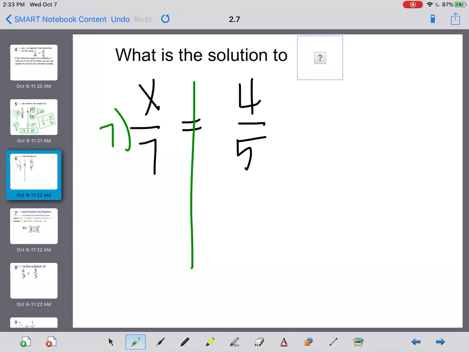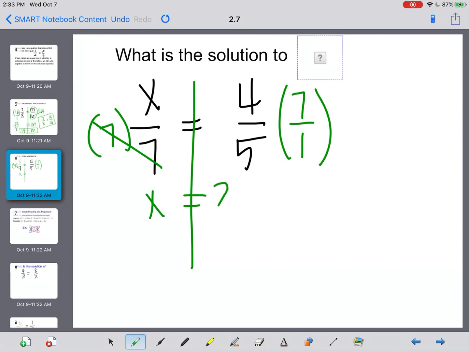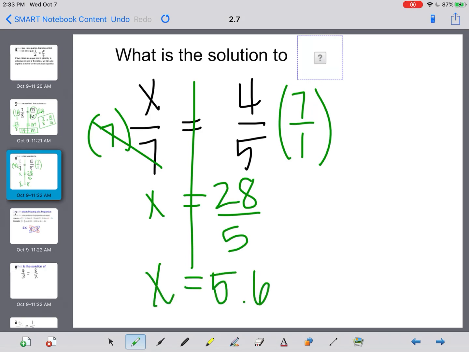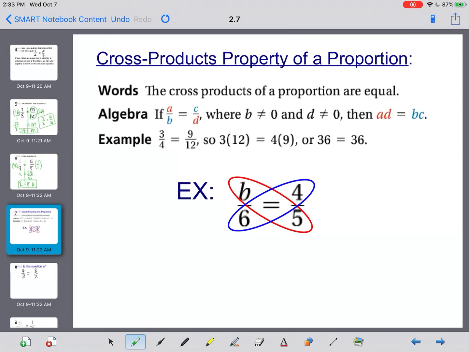All right, how about what is the solution to x over 7 equals 4 over 5? We can do the same thing. We need to multiply by 7 to get it off the bottom, and multiply by 7 on this side, telling me x is equal to 28 over 5, which if divided out is actually 5.6.